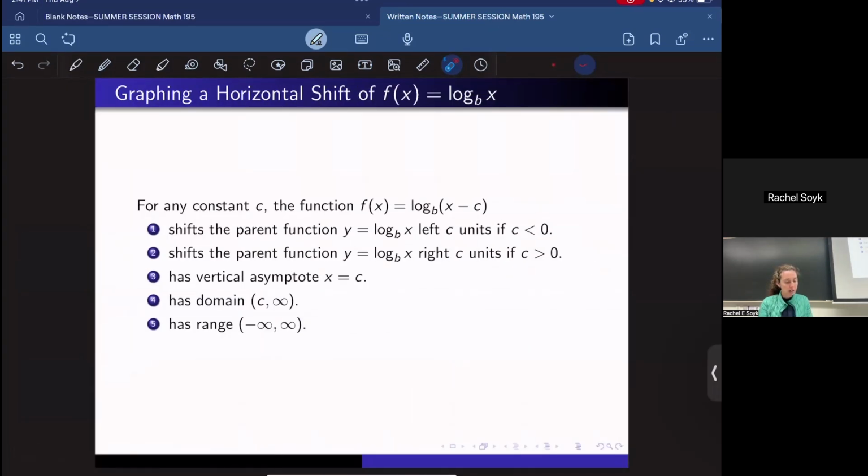And then this is just the general formula for a log function that is showing a horizontal shift. That shift of c units. If c is less than 0, then it's going to be shifting to the left. If c is greater than 0, then it's going to be shifting to the right. And very similar to exponential functions where the vertical shift represented your horizontal asymptote, when it comes to logarithmic functions, your horizontal shift represents your vertical asymptote.